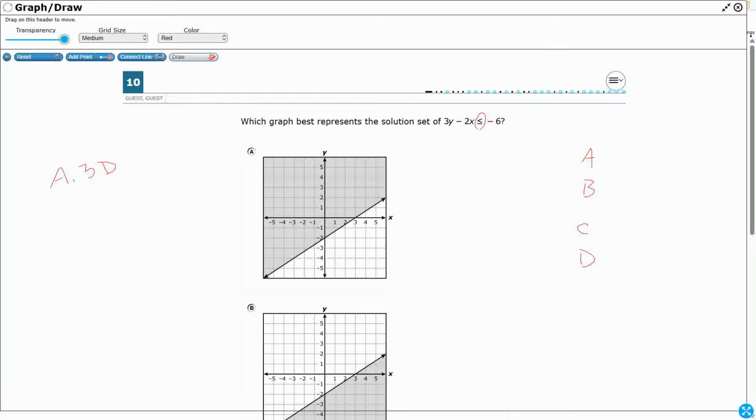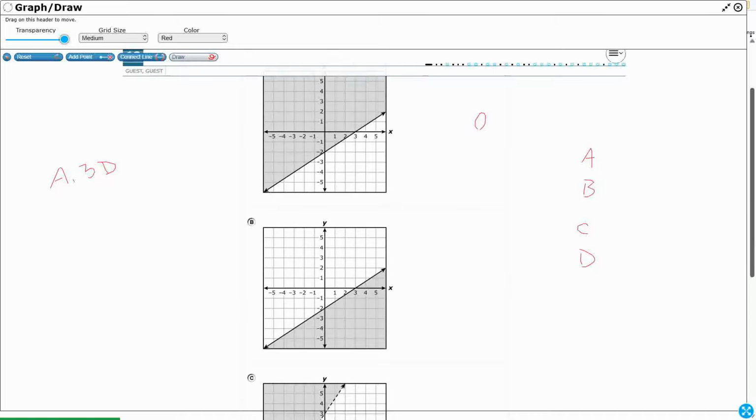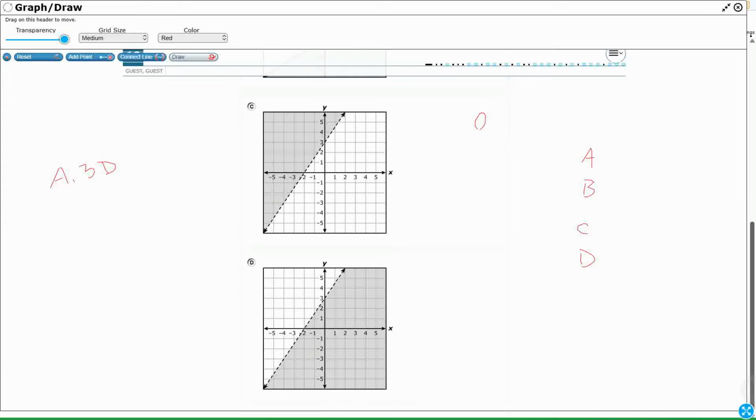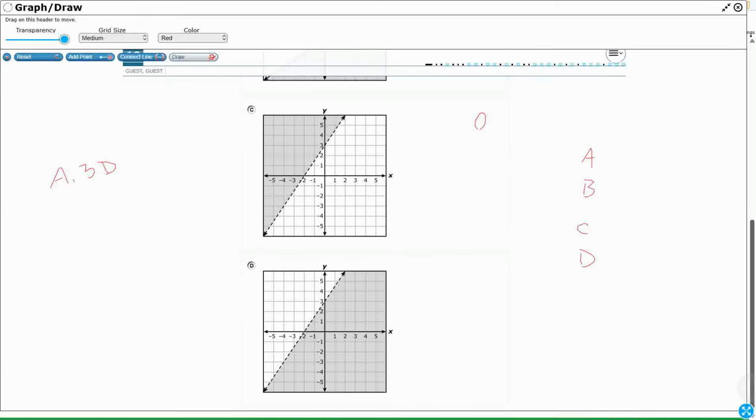We have a less than or equal to sign. That equal to means we're going to have a solid line. So A could possibly work, B could possibly work, but take a look at C and D. They both have dotted lines.